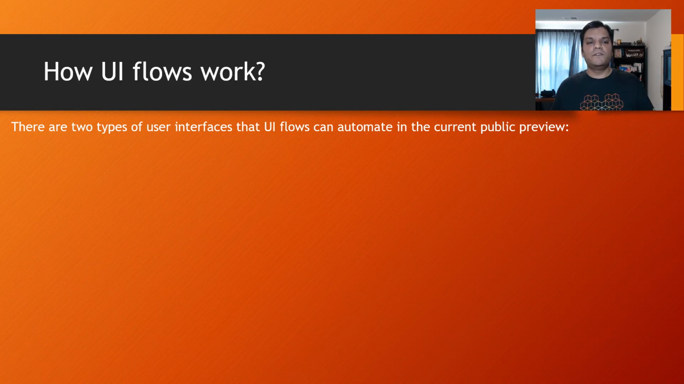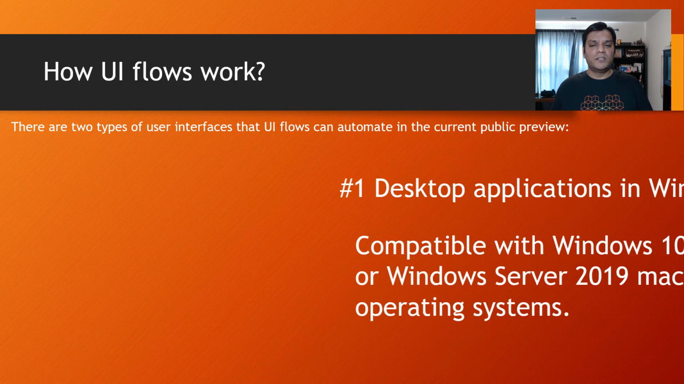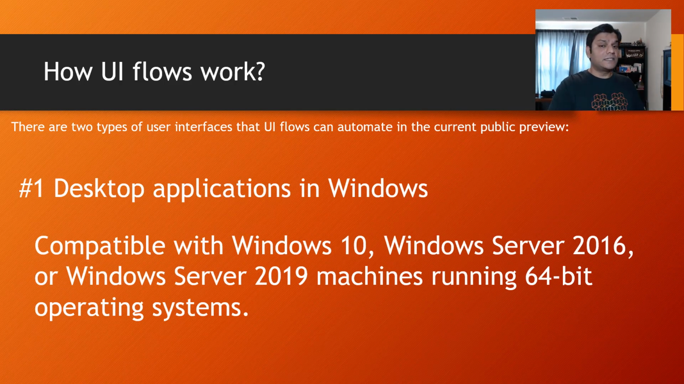So what is UI flow and how does it work? We've already looked at what it is, but let's spend a little bit more time on UI flow. So even in the UI flow piece, there's only two sections to it: it could be a desktop application in Windows, and then it could also be a website application for Windows. So there's two ways to work with it: desktop based with the recorder and everything, or completely web application based.